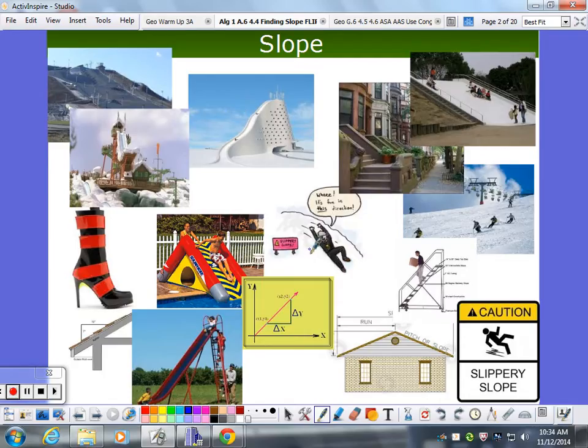Anybody ever been to Pittsburgh? There's this big giant incline over there. It's like they take you up this big giant hill or mountain, and it's like this. It's called an incline. That's a big slope. So we're learning about slope.